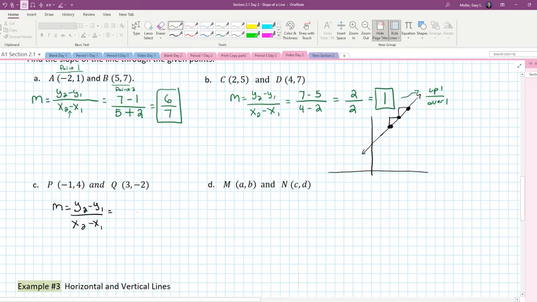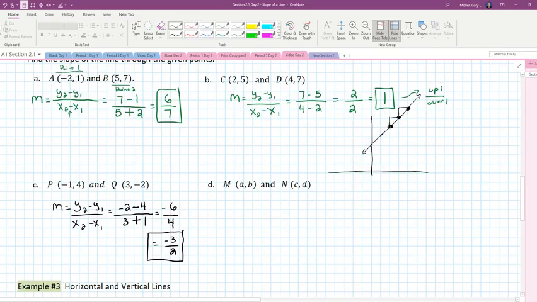And my slope is going to be negative 2 minus 4 over 3 minus negative 1, so my minus is going to turn into a plus 1. So I get negative 6 over 4, which can reduce to negative 3 over 2. So this one looks like we should be going down 3 and over 2 based on the math.